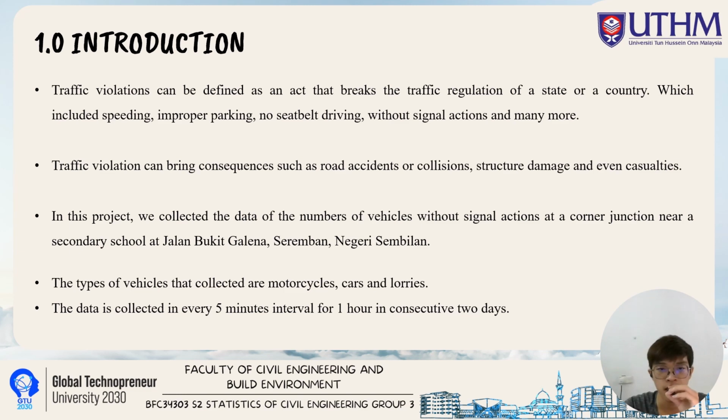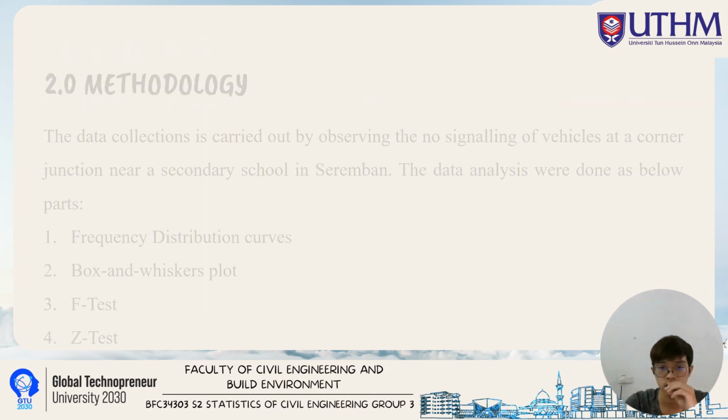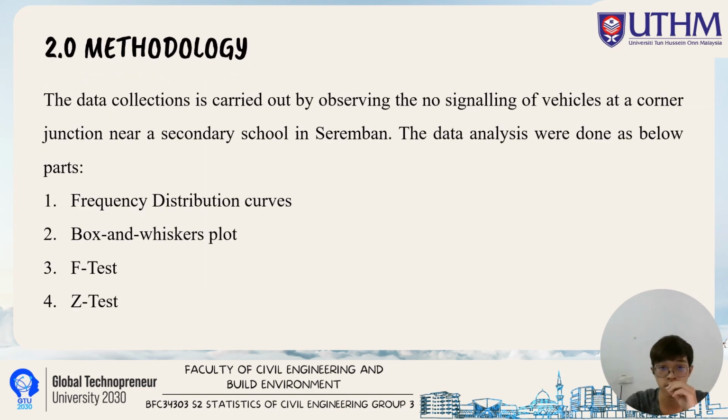Moving on to our objectives, in this project, we analyze the data by using frequency distribution curves and box and whisker plots, and analyze the data by using descriptive statistics and inferential statistics. Continuing with the methodology, our data is collected by observing the non-signaling of vehicles at a corner junction. The data analysis was done by finding the frequency distribution curves, box and whisker plot, F-test, and Z-test.